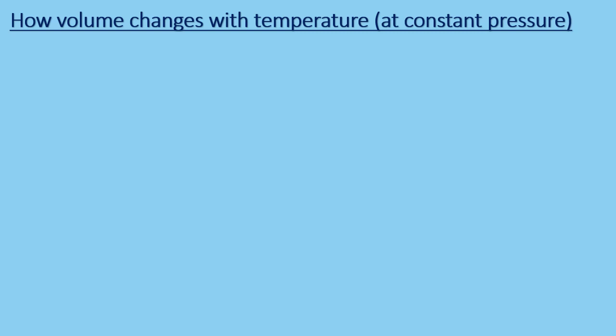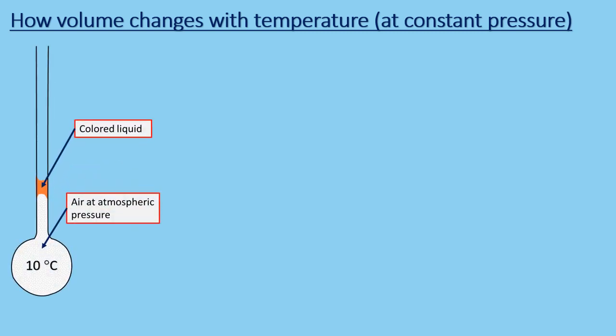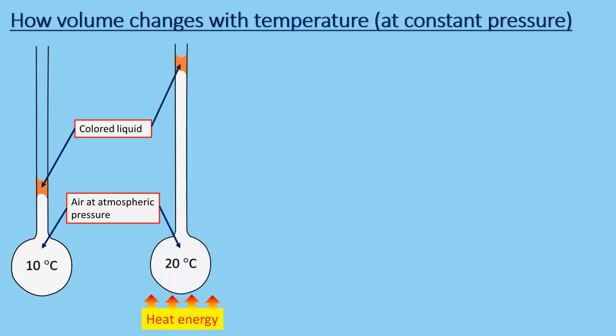Let's discuss how a gas's volume varies with temperature when the pressure stays constant. Let's take a look at an experiment that demonstrates this concept. In this experiment, we begin with air trapped in that long, narrow neck flask and use a short length of colored liquid to separate the gas inside the flask from the air outside, while keeping the air pressure inside the flask at atmospheric pressure. The movement of the colored liquid will indicate an increase in gas volume if we apply thermal energy to the gas inside that flask to raise its temperature, say from 10 degrees Celsius to 20 degrees Celsius.